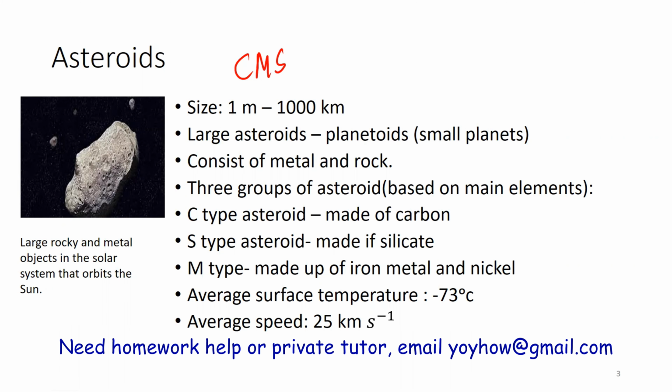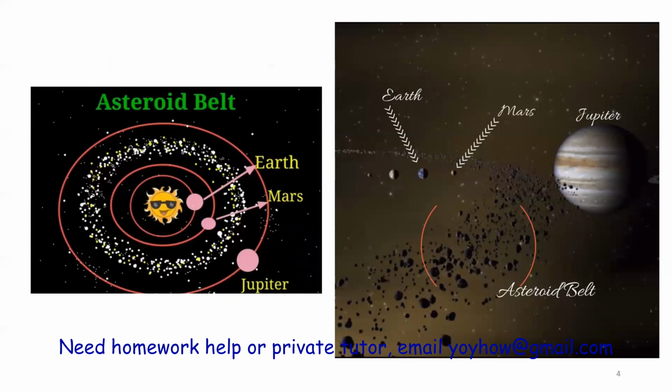So next, we will look at the asteroid. Where is your asteroid located? If we look at the locations of asteroids, most of them are found in this asteroid belt. This asteroid belt is located in between Mars and Jupiter. So you can see this is another picture. The Earth is here, the Mars is here, then this is your Jupiter, and this one is the asteroid belt.